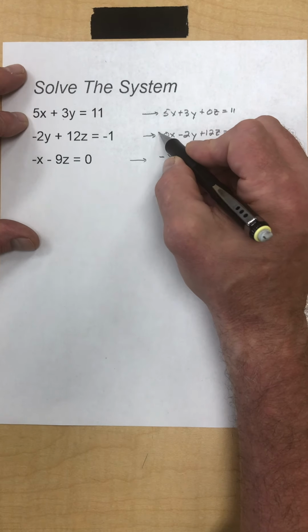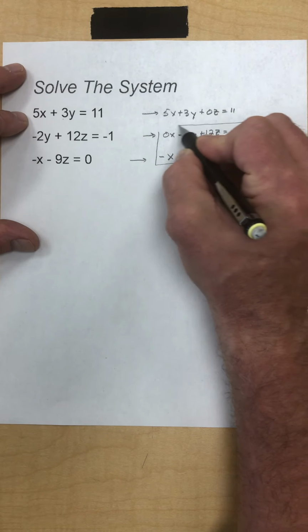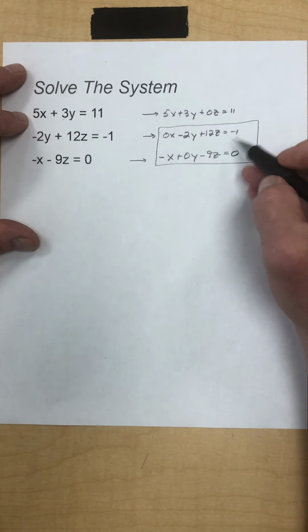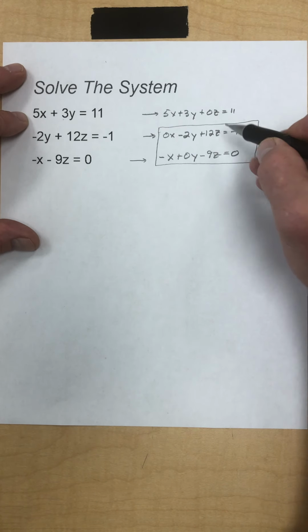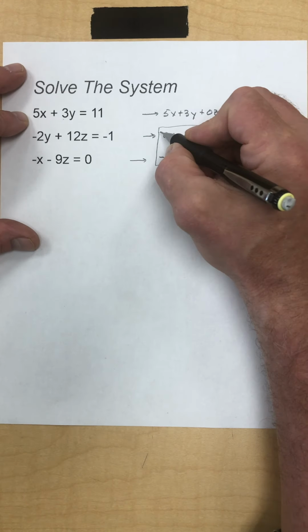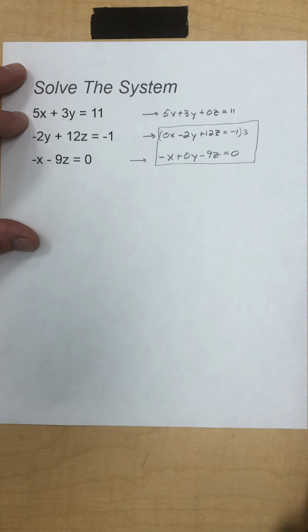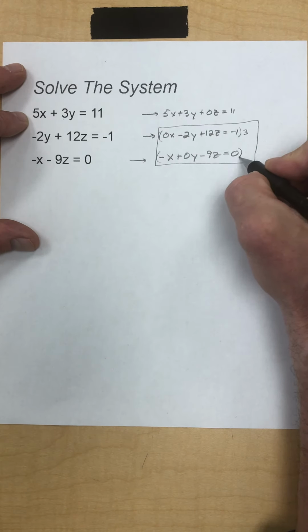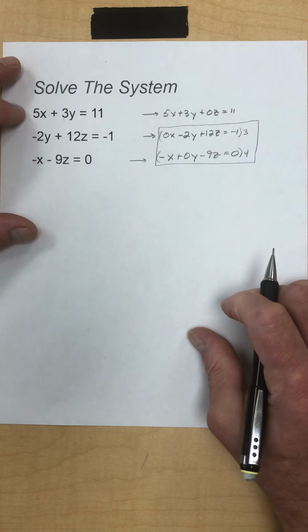So I'm going to take these right here. I say, okay, let me make z go away. So let's see, I've got a 12 and I've got a 9. If I change this to 36 and that to -36, I can make them go away. So to change this to a 36, I have to multiply by 3. And to change this one to -36, I have to multiply by 4.